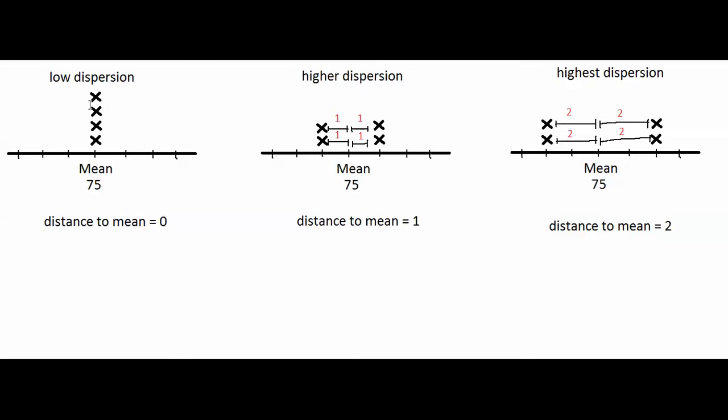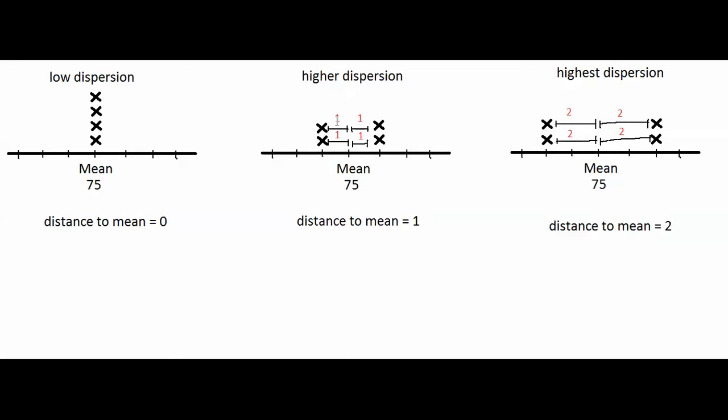So now let's think about if I wanted to describe the dispersion of my students' exam scores to someone, could I just tell them the distance to the mean? For example, could I just tell someone that my students were 1 away from average, or my students were 2 away from average? Well, it would be nice if it was that simple, but the problem is, in a real classroom, not every student is going to be the same distance from the average.